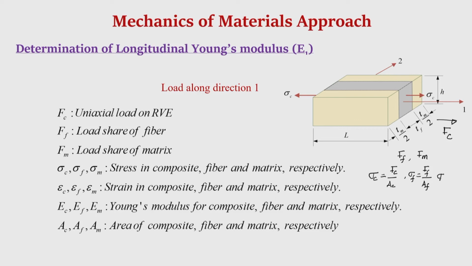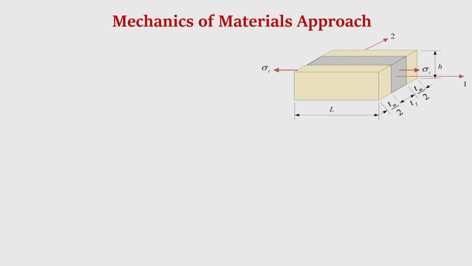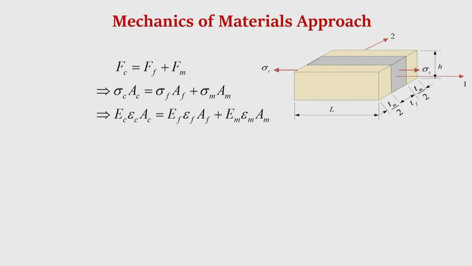Similarly, stress in the matrix, sigma m, is nothing but F m divided by A m. A m is nothing but T m into H. Okay. So naturally F c is equal to F f plus F m, that means the total load in the composite in the lamina is actually shared by the fiber and the matrix.